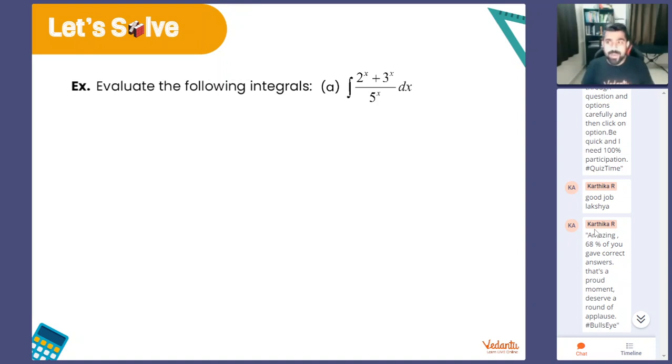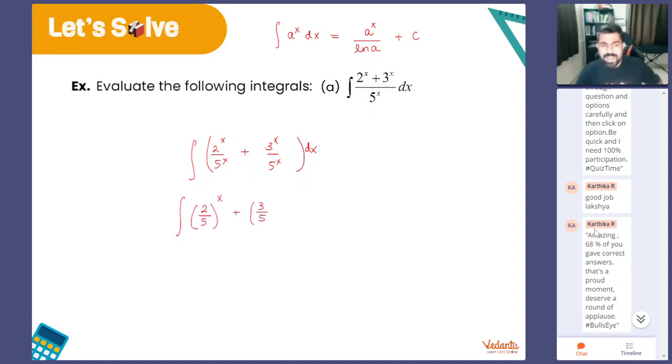So you have to evaluate this integral. I gave you one formula. You remember, right? So integral of a power x is what? Integral a power x dx is equal to a power x by ln a plus c. So that's the only formula you need to use for this question. So guys, what I'll do here is I'll split it as 2 power x by 5 power x plus 3 power x by 5 power x. That's the first step. I'm going to do it step by step so that all of you can grasp it.